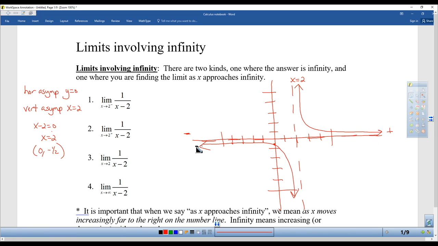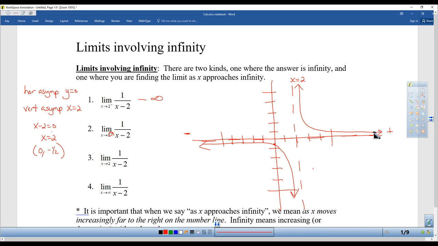So as I'm following this graph, I'm getting closer to this asymptote. I'm getting closer to the line x is equal to 2, but I'm following the graph. Remember that a limit is the expected y value. What do I expect the y value to be? I expect it to be negative infinity. It is going down.